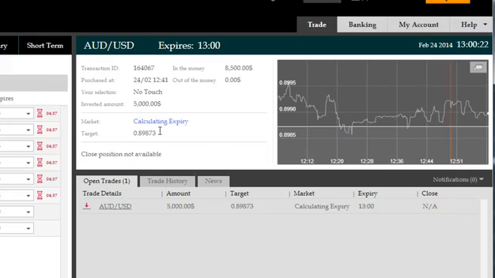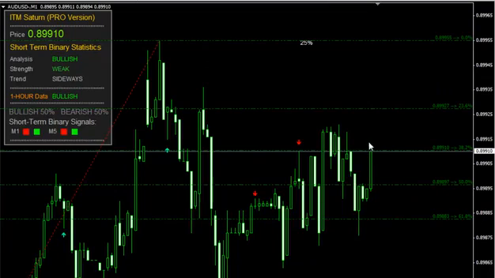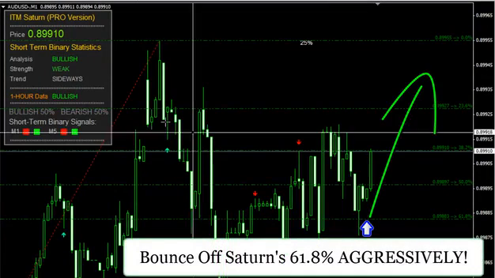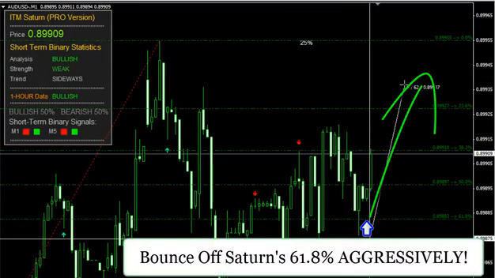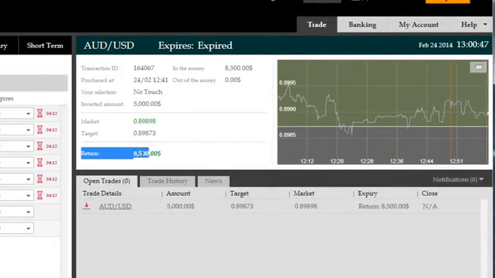Now, I'm just going to wait for the calculation to expire here on this particular trade. Gross return here will be 8,500 with a net return of 3,500 on this particular trade. As soon as we see expiry, I'm going to take you back to the chart shortly to see what's going on off of that 61.8% retracement. As I said earlier, price bounces off ITM Saturn PRO's 61.8% retracements. That's why it predicts those with such high accuracy to be high volatility retracements, resulting in very safe trades here where one can take the trade and stay in the money for a long period of time.